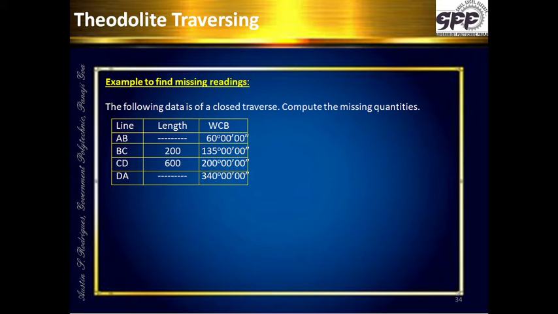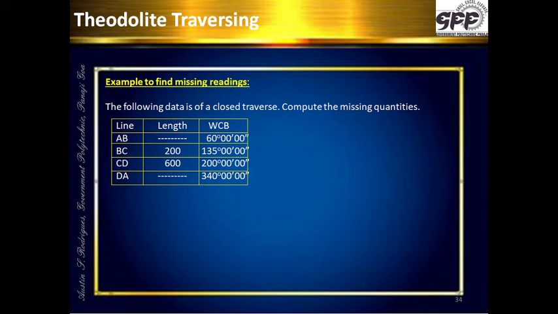and the length DA. The angle of AB is 60 degrees, length of BC is 200 meters, the WCB is 135 degrees, the length of CD is 600 meters, the whole circle bearing is 200 degrees, the length of DA is unknown, and the whole circle bearing is 340 degrees.